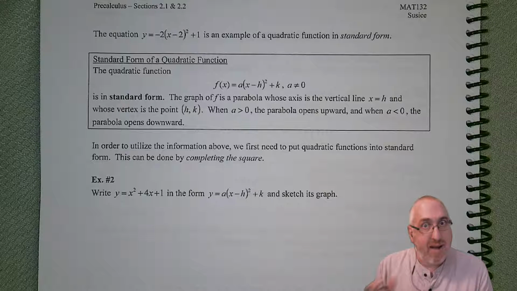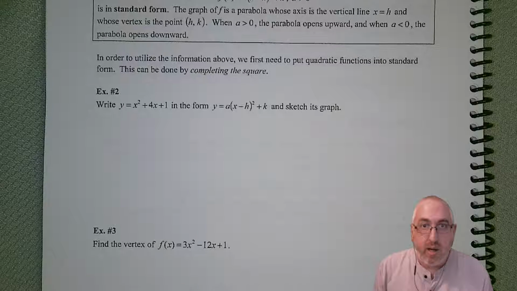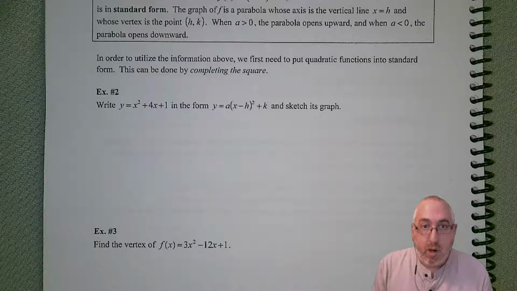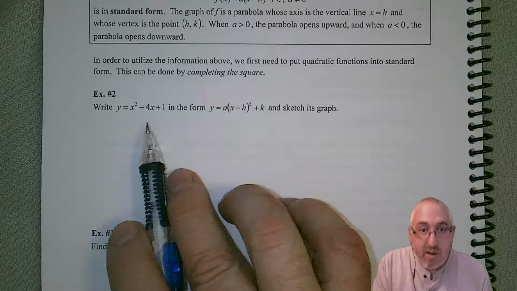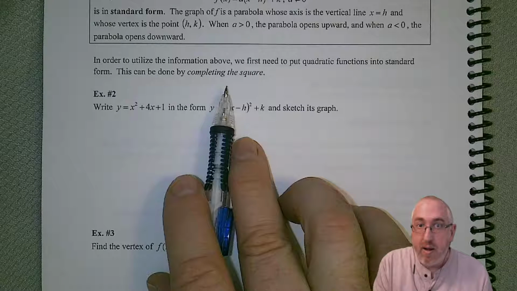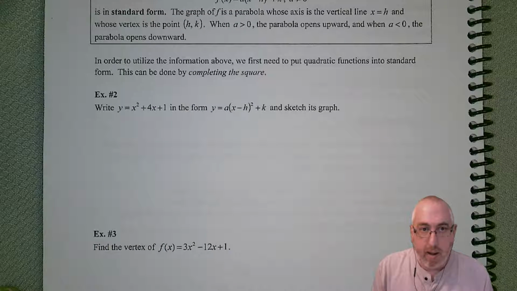Well, we can tackle it a couple of different ways. One way that we could analyze our quadratic functions is to put it into that form. So if we have something that looks like this, how do we put it into a form that looks like this? That is going to be done by completing the square. So let's see how to do that.